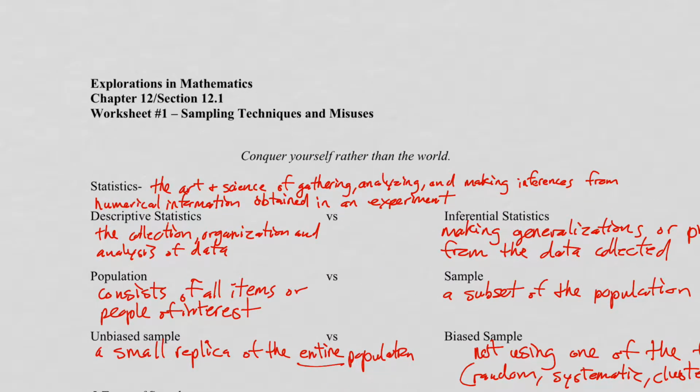First of all, what is statistics? Well, statistics is the art and science of gathering, analyzing, and making inferences from numerical information obtained in an experiment. Okay, so these definitions you can get straight from the textbook, which basically will start on page 725. Okay, so you can fill this out pretty much yourself, but I have most of these here for you.